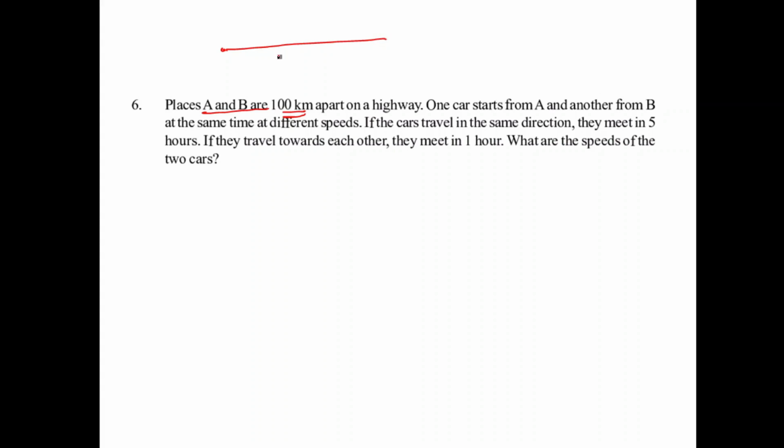Right, A to B. A and B are 100 kilometers apart on a highway. One car starts from A and the other starts from B at the same time at different speeds. Traveling from A, the speed is X kilometers per hour, and from B, the speed is Y kilometers per hour. They meet in the same direction.